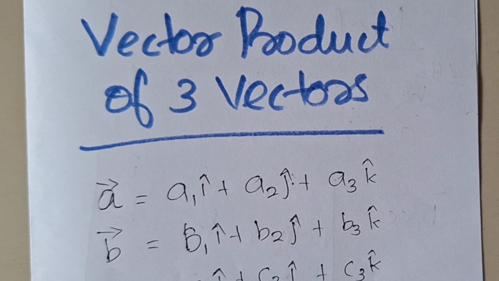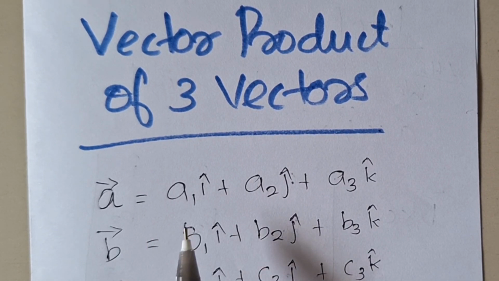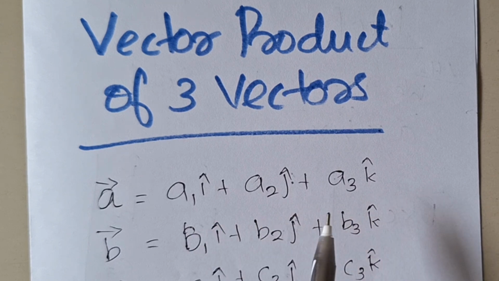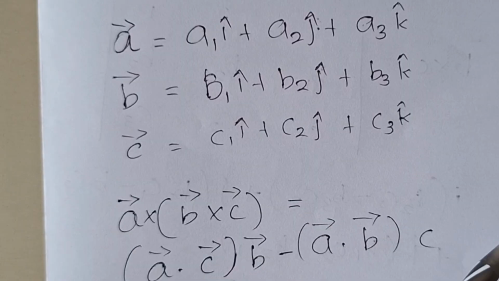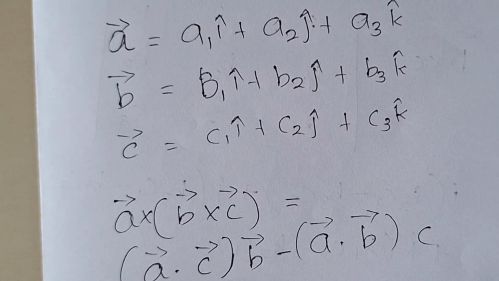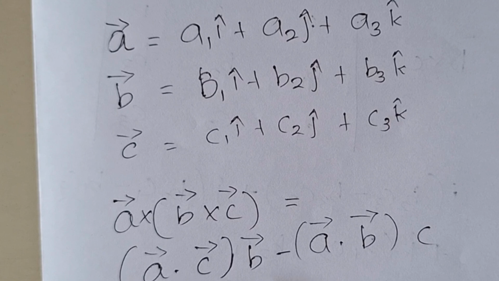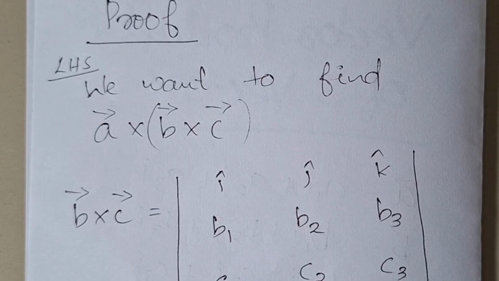If we have three vectors, A equals a1 i plus a2 j plus a3 k, B equals b1 i plus b2 j plus b3 k, and C equals c1 i plus c2 j plus c3 k, then the vector product of three vectors, A cross B cross C, equals (A dot C) into B minus (A dot B) into C. This is a very important formula. Let's move on to the proof of the formula.